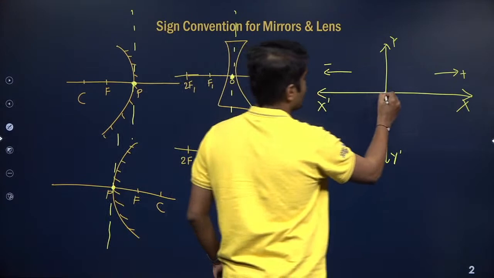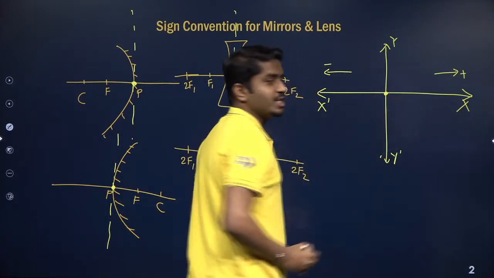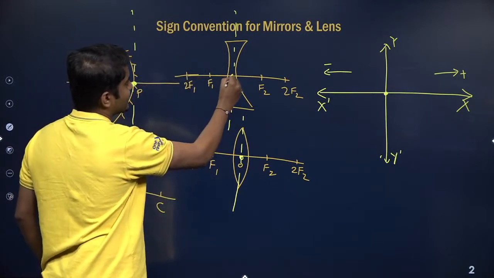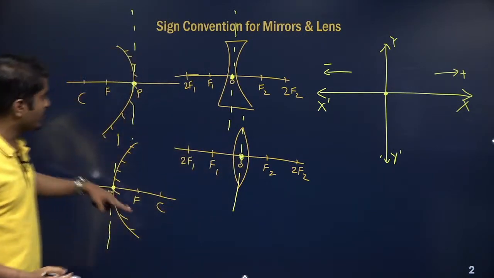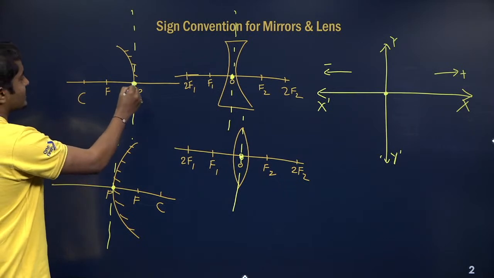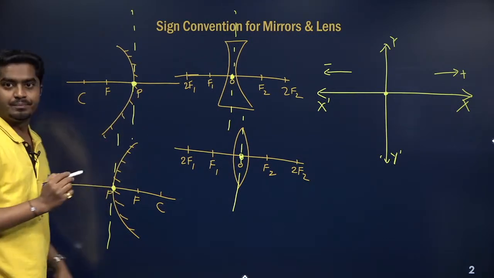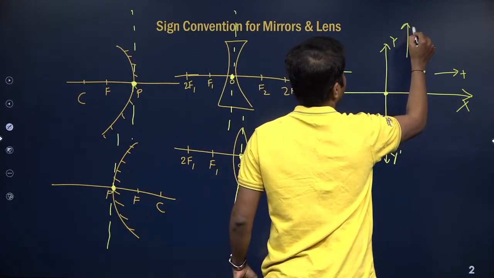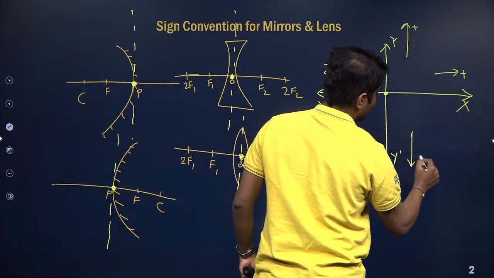All the measurements should happen from the origin. So when you have a lens, we measure everything from the optical center. If you have the mirror, measure all the distances from the pole. Now if you go above, up would be positive, down would be negative.